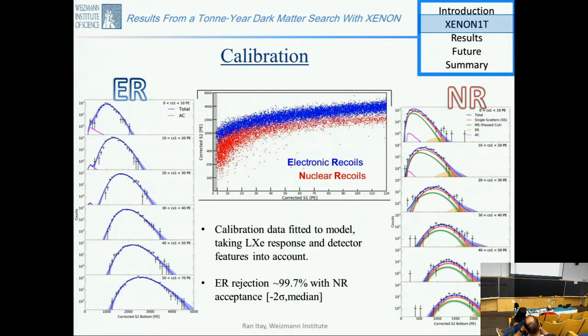We see that we can reach an ER rejection of 99.7% if we take the NR, so the NR is this red band, from the median to minus 2 sigma. So roughly 50% of the signal we keep, and we lose 99.7% of the background, of the ER background.